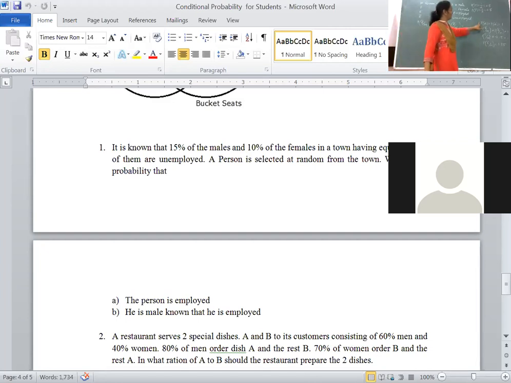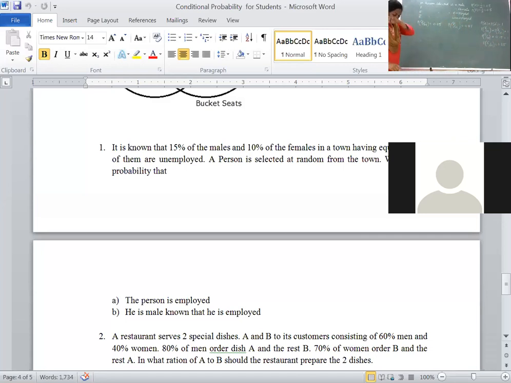We know from the definition that complementary events always sum to 1. Probability of A plus probability of A dash is equal to 1. Here, male is employed plus male is unemployed is equal to 1 according to this formula. The right hand side is equal to 1. 1 minus 0.15 is 0.85. If you add these two values, you should get 1.